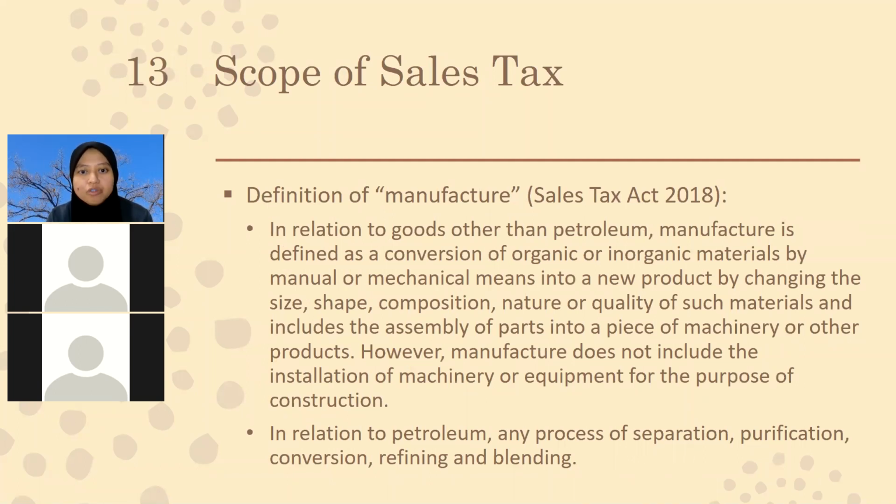Okay, this is the definition of manufacture, because the tax is imposed on manufacturers. Manufacture, as defined by the Sales Tax Act 2018, in relation to goods other than petroleum, is a conversion of organic or inorganic materials by manual or mechanical means into a new product by changing the size, shape, composition, nature, or quality of such materials, and includes the assembly of parts into a piece of machinery or other products. However, manufacture does not include the installation of machinery or equipment for the purpose of construction.